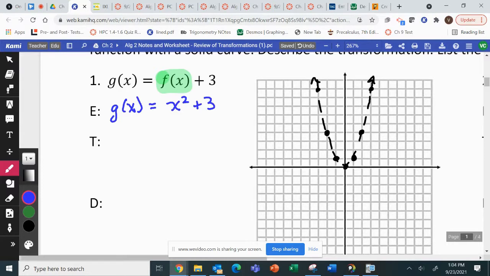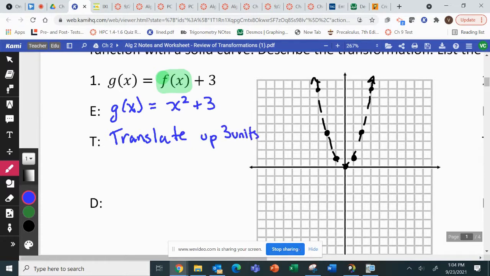T is, in words, the transformation. So Carson, what does f of x plus 3 tell us to do to the graph? Okay, one of those answers is correct. I don't like the go part. Can you talk to me in more mature mathematical language? Translate up 3, yeah. Thank you.